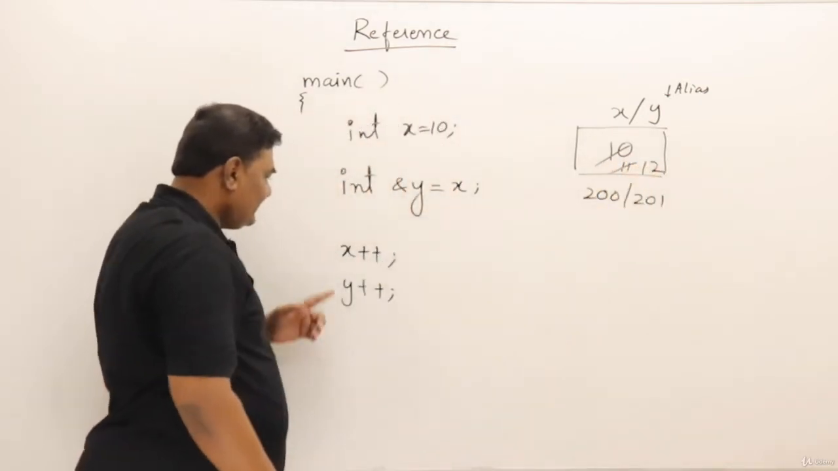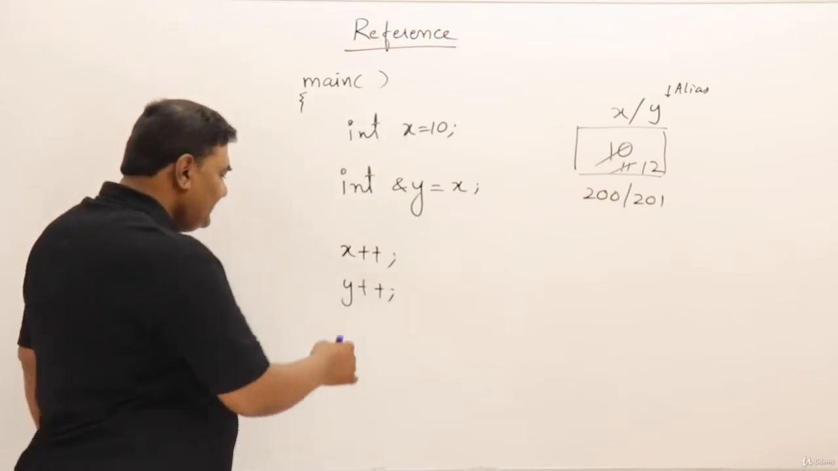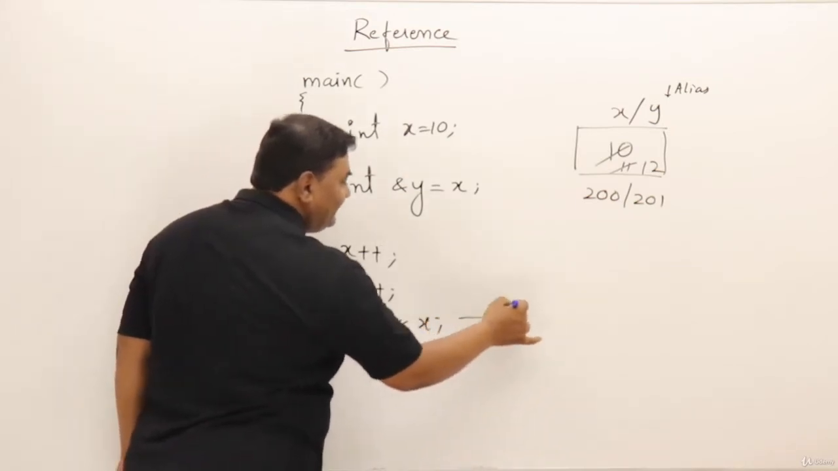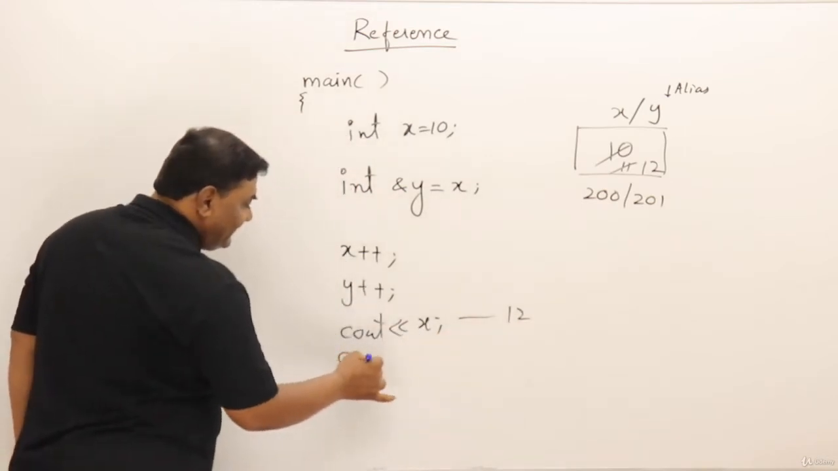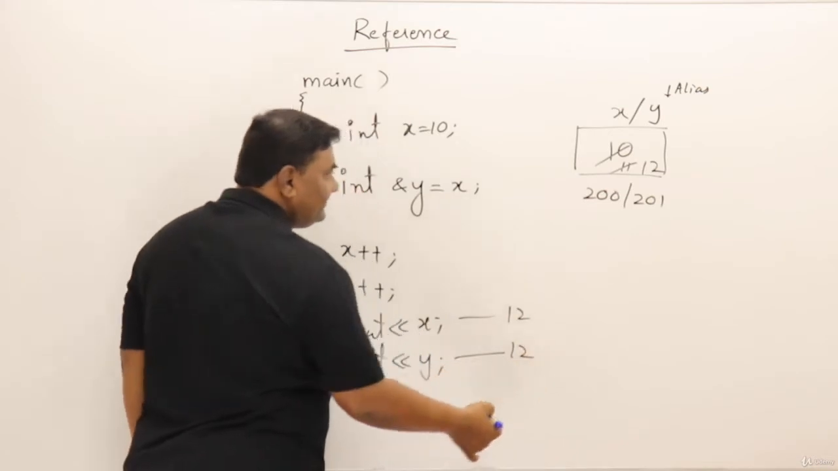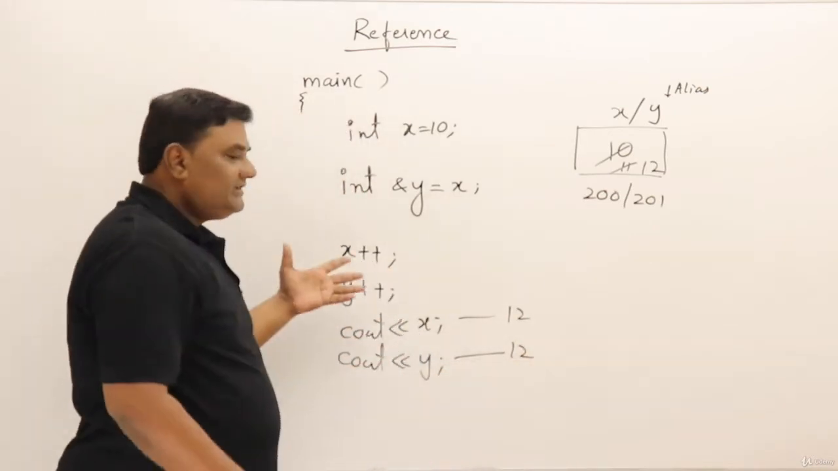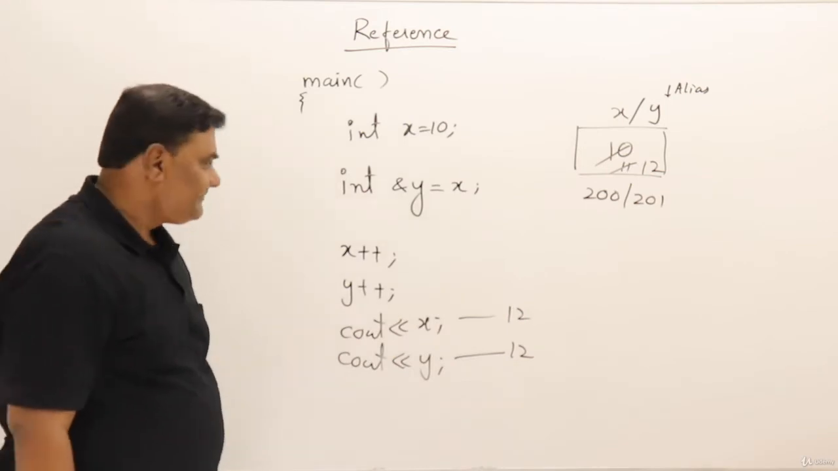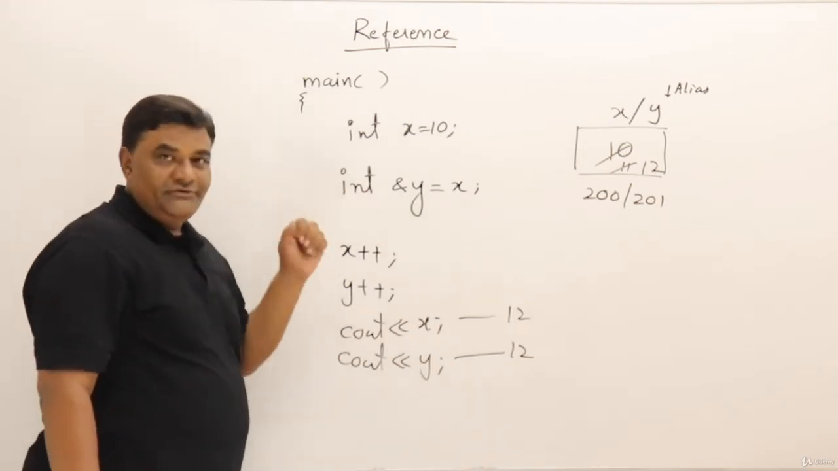See, both x and y are accessing the same memory. If I say cout x, then I'll get the value 12. If I say cout y, then I also get the value 12. Same thing. So definitely it's not required in the same function, we are just learning what is reference. Now further, I will show you a few more things.